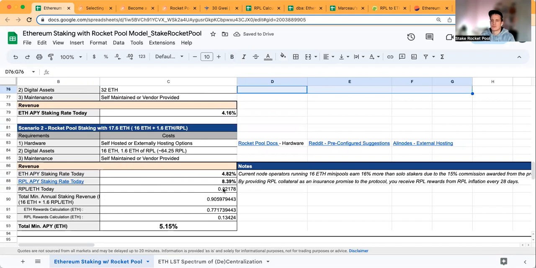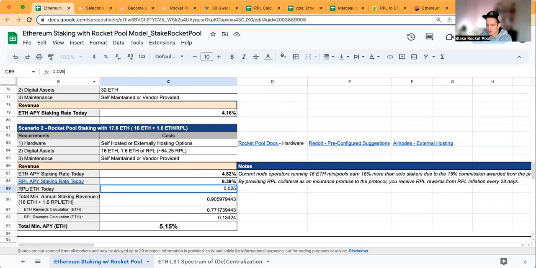So again, we're taking the rewards from below, and that would be your ETH denominated rewards. And then also your RPL rewards.